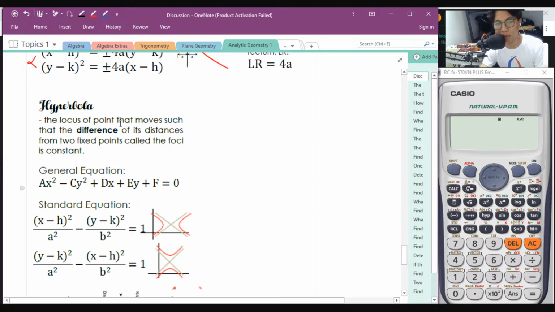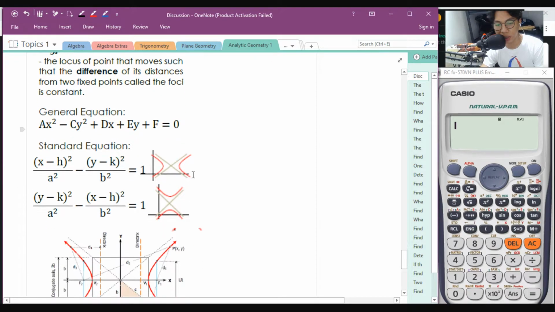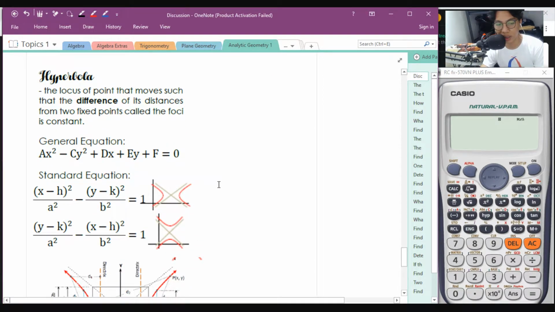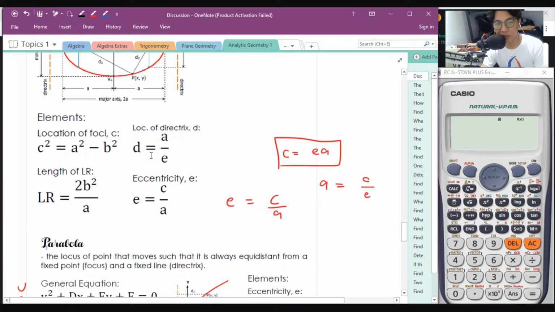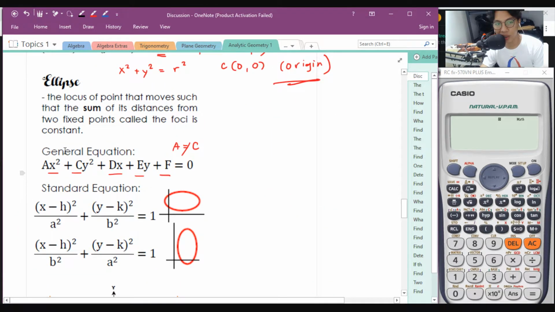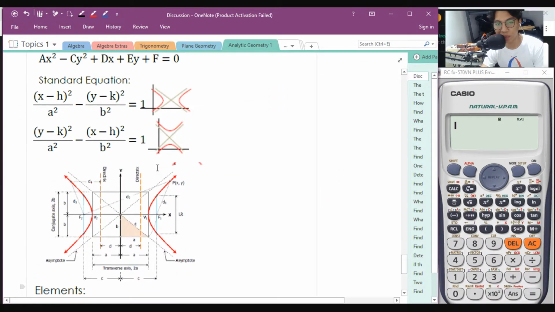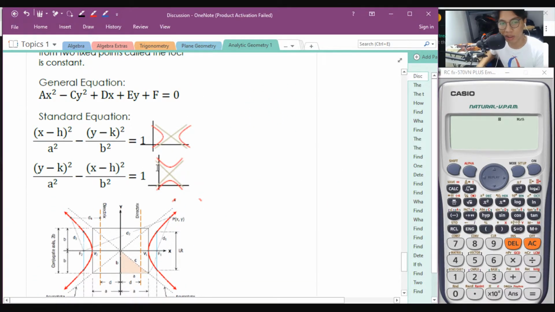The locus of the point that moves such that the difference of its distances from two fixed points called the foci is constant. Yan, the standard equation, parehas lang yan nung sa ellipse. Kaya lang hinati mo yung ellipse, ginawa mong hyperbola. Ganito po. Tandaan nyo lang ito. Mas maganda isinosolve natin siya sa problems.